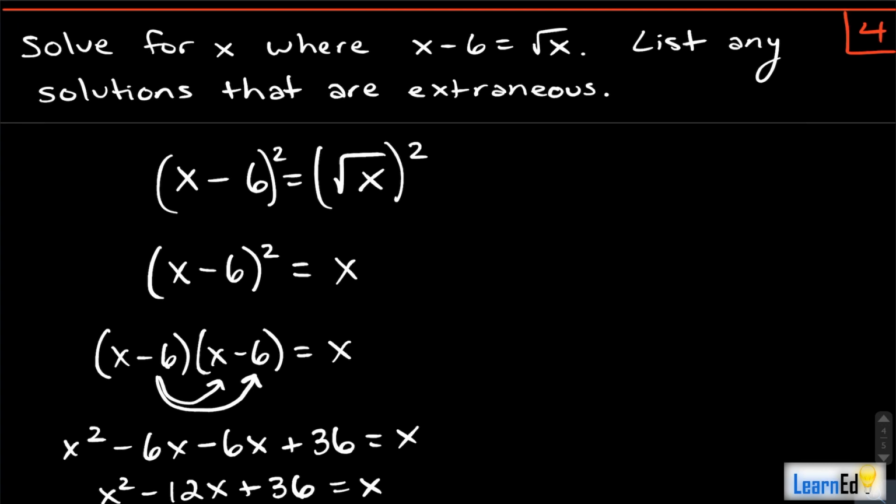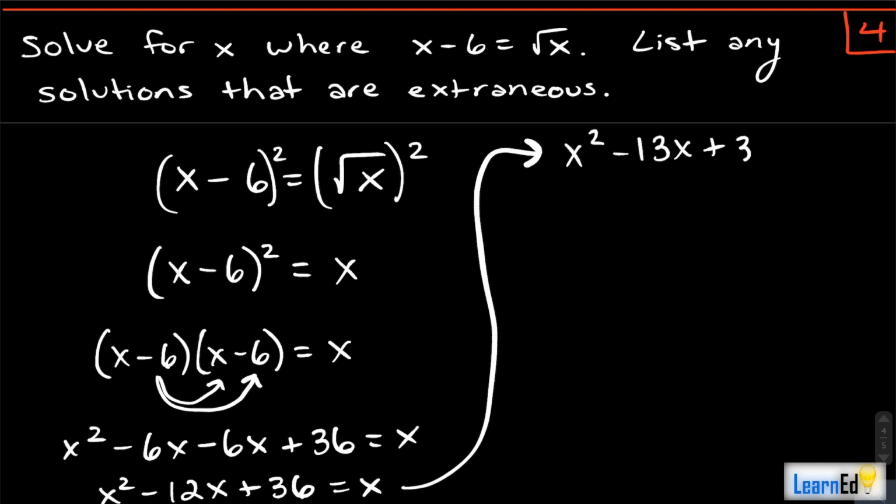Now, how do we solve for x here? Well, all we have to do is just subtract the x on both sides. If you subtract x on both sides, you get x squared minus 13x plus 36 equals 0. Since we have this quadratic equal to 0, we can now factor this.